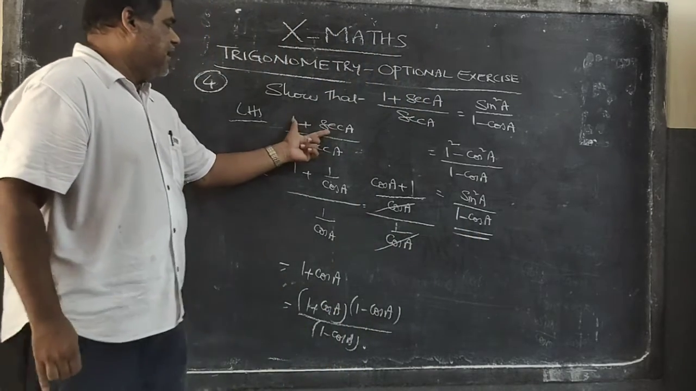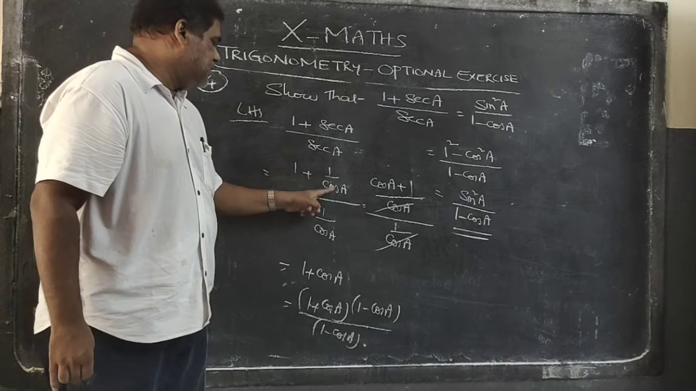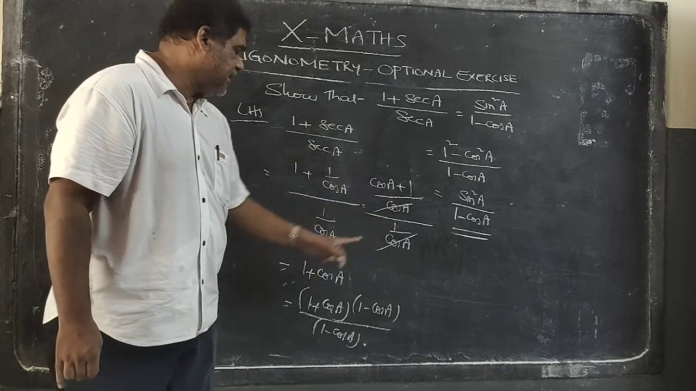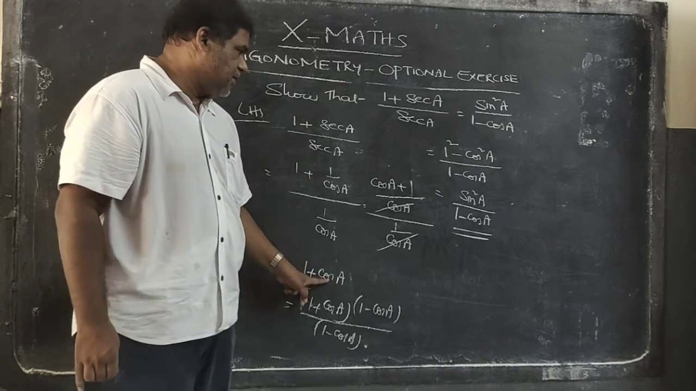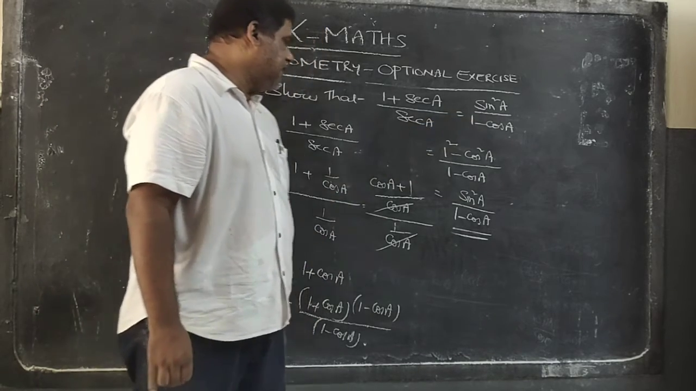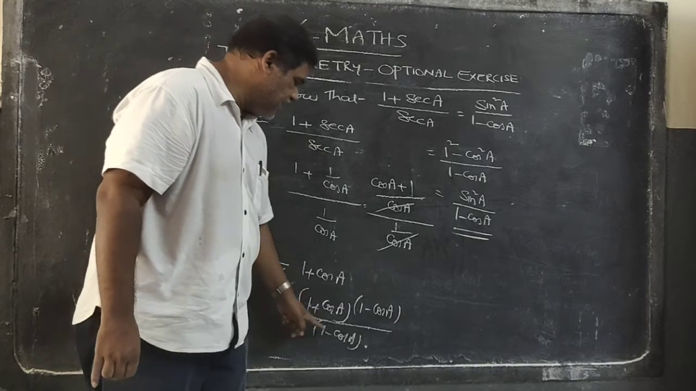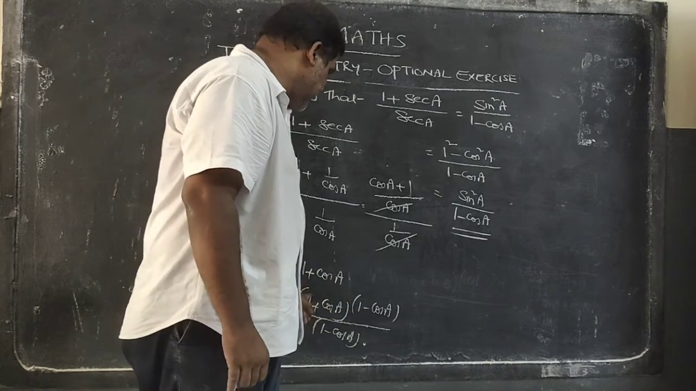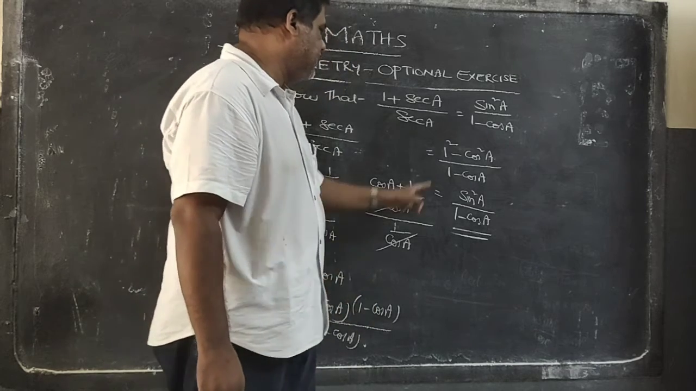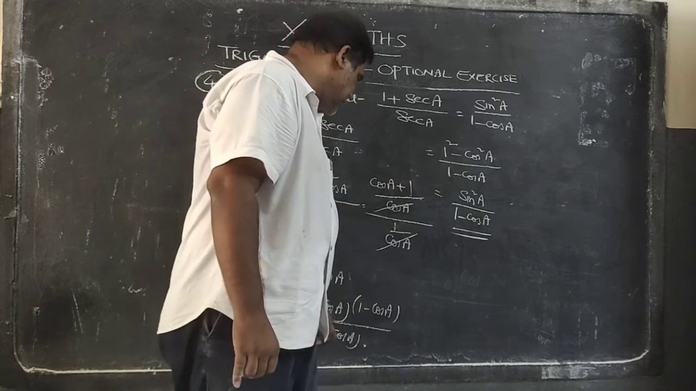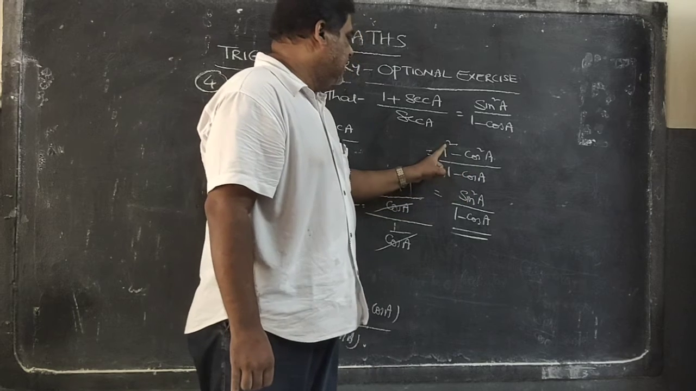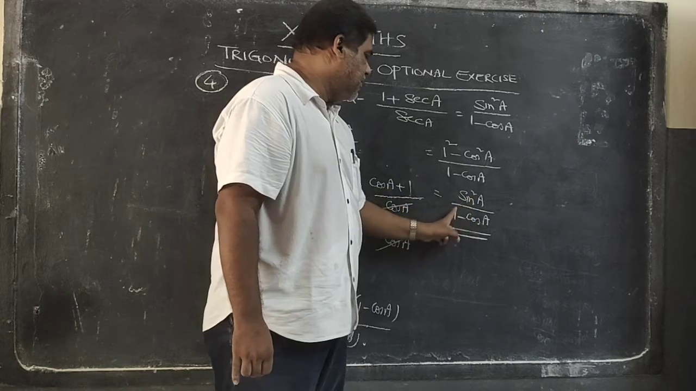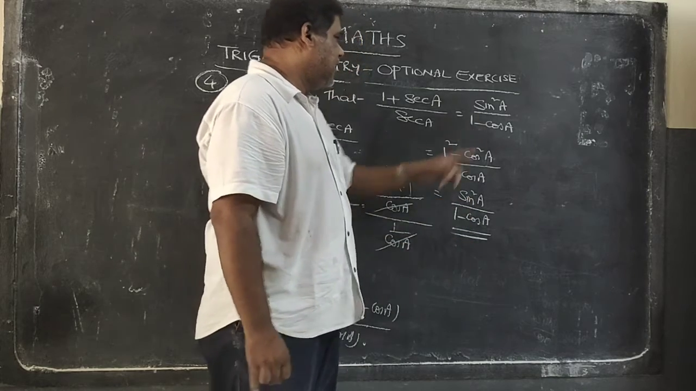So first you take LHS, secant A you write as 1 by cos A. And take LCM, cos A will get cancelled, you will get 1 plus cos A. To get the required answer, the denominator is 1 minus cos A, so multiply and divide by 1 minus cos A. Now the numerator is (a + b)(a − b), a² − b², and the denominator is 1 minus cos A. That is, 1 minus cos² A is sin² A, so sin² A by 1 minus cos A, that is the required answer.